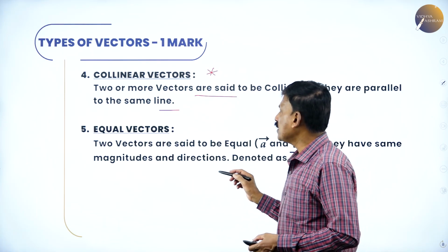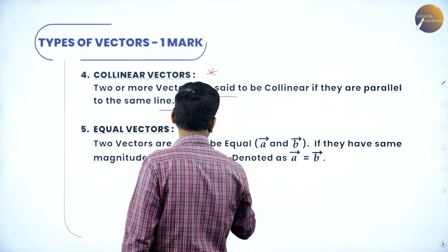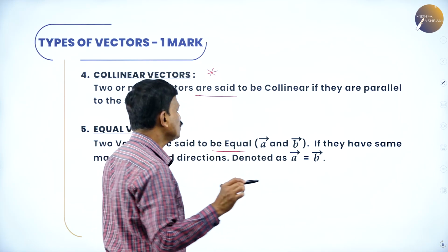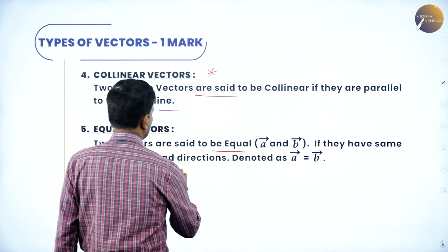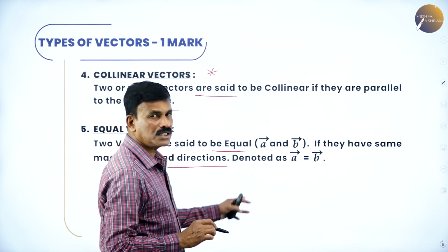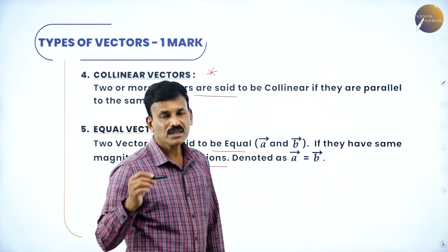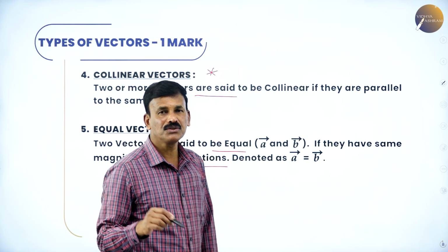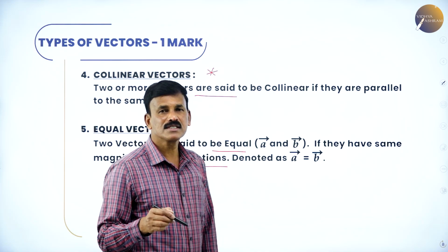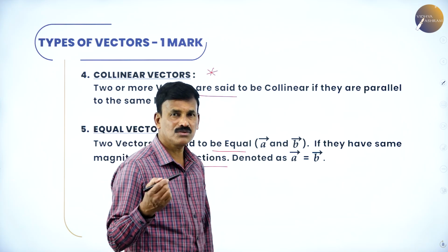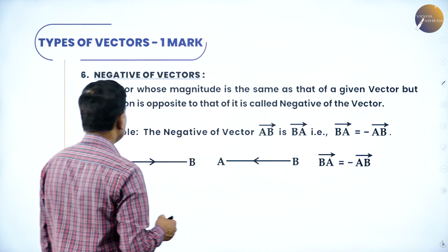Now, equal vectors. Two vectors are said to be equal if and only if they have the same magnitude and the same direction, denoted as vector A equals vector B. If two vectors have the same magnitude and same direction, then they are said to be equal vectors. Okay. Now, next, negative of a vector.